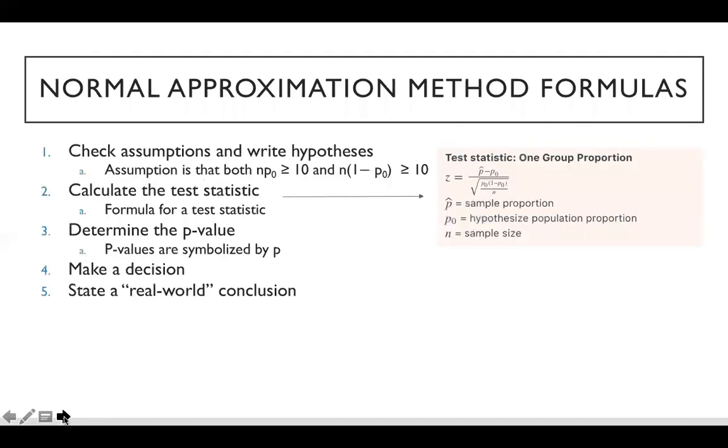So here's our 5-step hypothesis testing procedure. We go through the list of the 5 steps, so we check our assumptions and write our hypotheses, again making sure we have 10 successes and 10 failures. Then we calculate the test statistic. The formula for the test statistic is on the right, with the sample proportion, the hypothesized population proportion, and the sample size. Then once we have our test statistic, we can determine our p-value, and then decide whether to reject or fail to reject the null hypothesis, and then state a real-world conclusion.